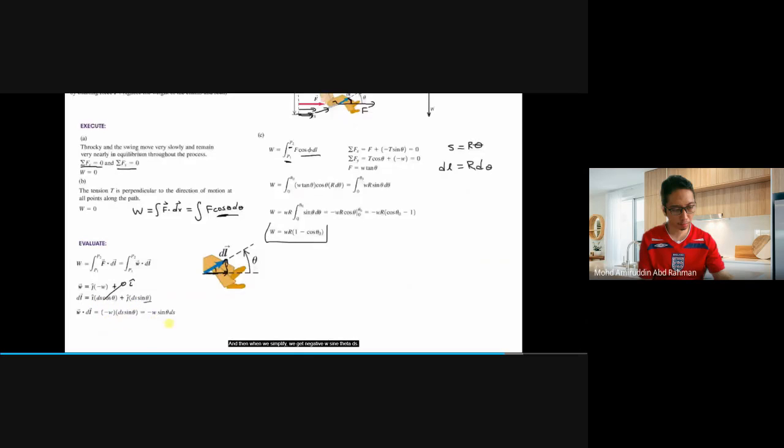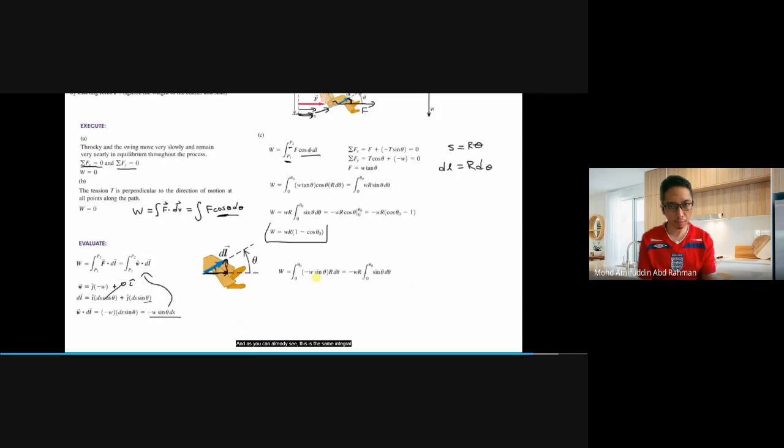And then when we simplify, we get negative w sine theta ds. So this is what we're going to integrate. And then plugging that into our integral, which is just replacing this stuff, we end up with the work is equal to the integral from 0 to theta naught, the same bounds as before, of negative w sine theta r d theta. And just remember that the r d theta came from that dl equals r d theta. And since we're using ds, it's ds equals r d theta.